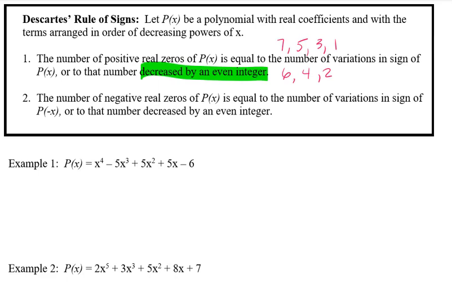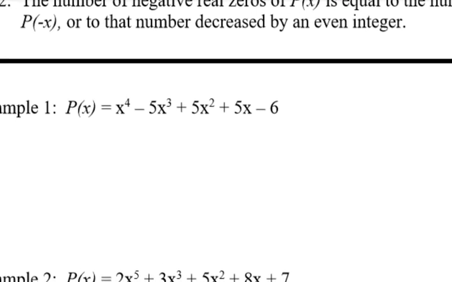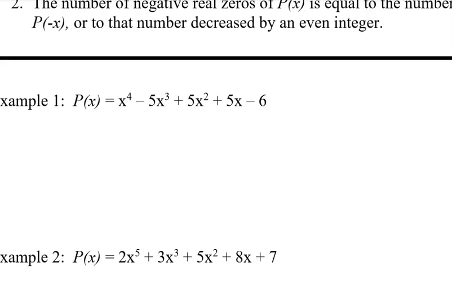So let's take a look at example 1 here. If we look at that very first term, x to the 4th, that's a positive term. If I look at my next term, notice this term right here is negative. So that's one sign change. And then going from negative 5x cubed to positive 5x squared, that's my second sign change.